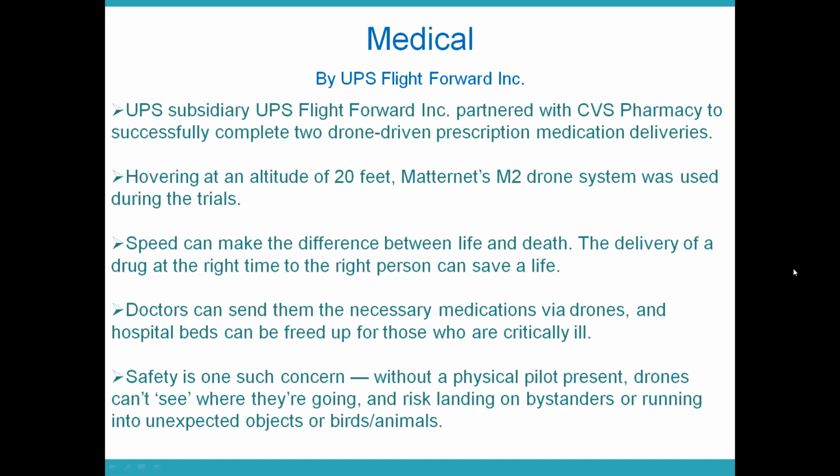So there are several advantages for this as well as disadvantages, which we would like to talk about in the further part. So the basic system specification of that drone was that the drone could hover at an altitude of 20 feet. It was basically Meternet's M2 drone system. So that was another drone manufacturing company, and UPS Flight Forward Inc just hired those drones for the testing purpose.